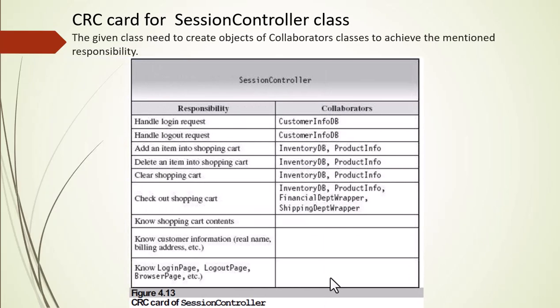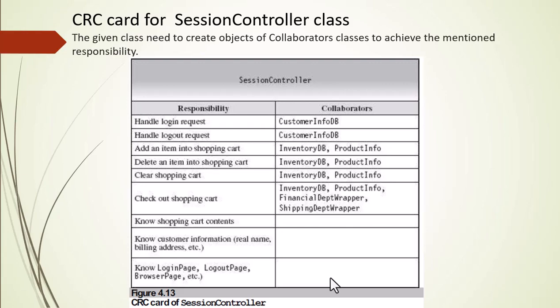Now this is the CRC card for the session control class. The responsibility is handle login request, and the collaborator is customer information database. Handle logout request, same collaborator. Add item into shopping cart. So inventory database is a collaborator. Product information is the collaborator, because without product, order cannot be successful. Order to shopping cart cannot be successful.